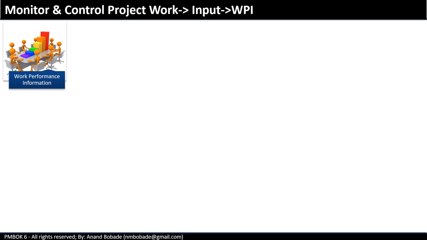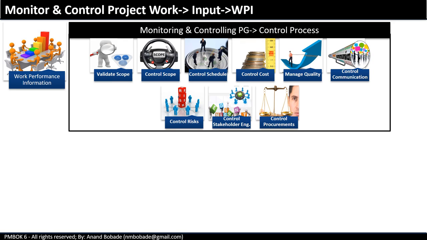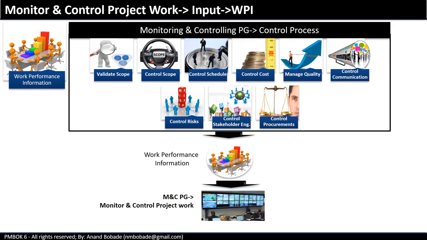There are many controlling processes which take work performance data as an input and generate work performance information as output. Further, this work performance information is passed on to monitor and control project work as an input.